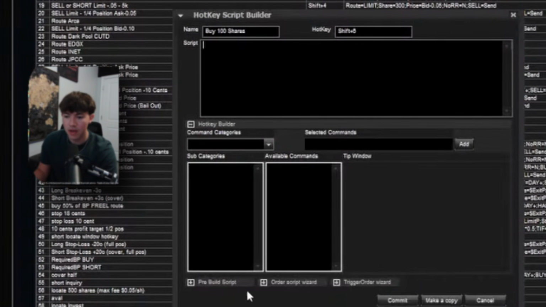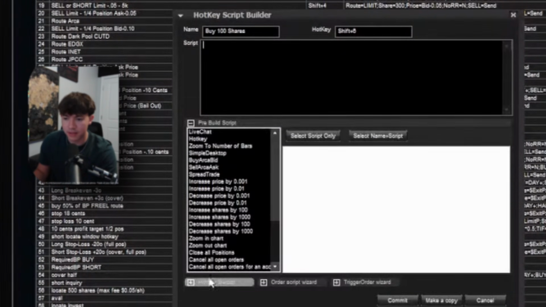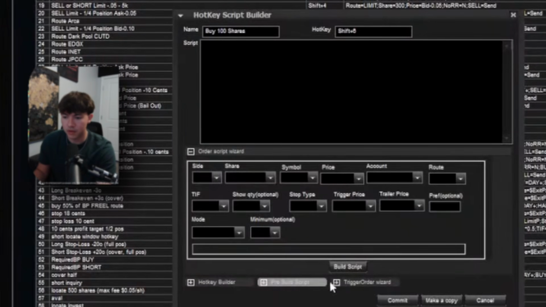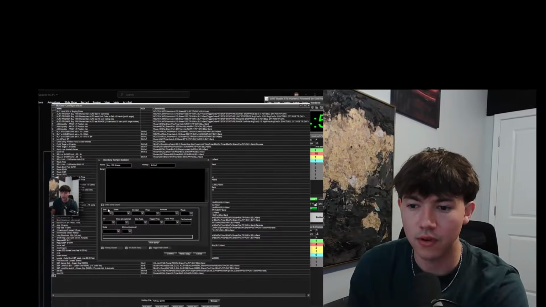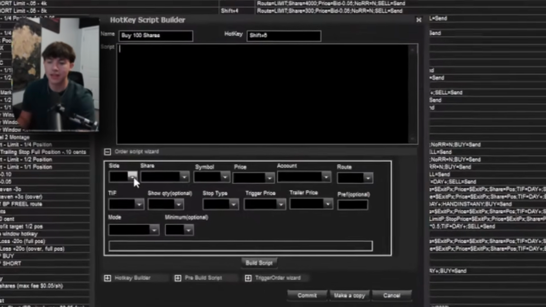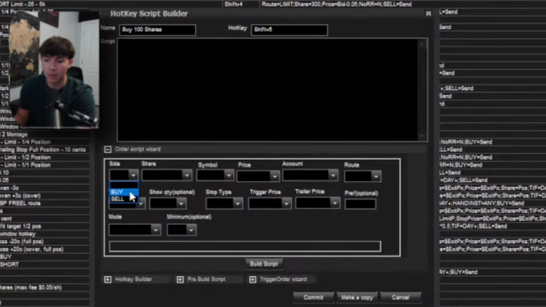If you go down here, you can see pre-built scripts that are already accessible for you to use: the order script wizard or the trigger order. I would recommend using the order script wizard at first. This makes it very simple. The first thing you have here is what side you're going to trade on. We want to buy. How many shares do you want to buy? Let's say I want to buy 100 shares.